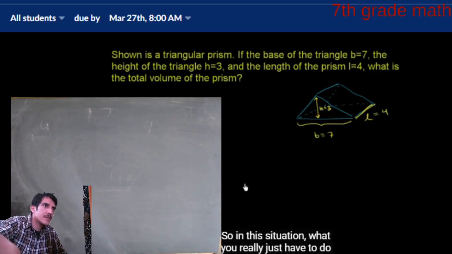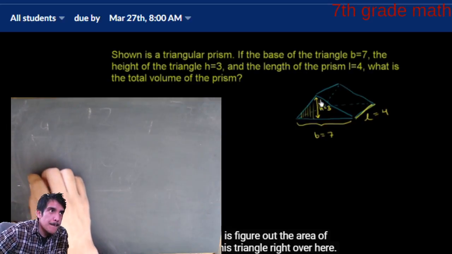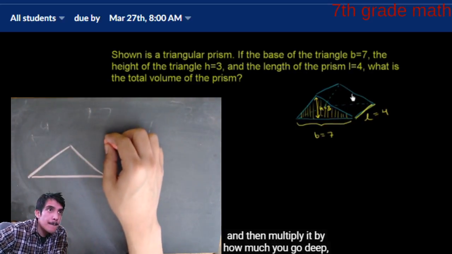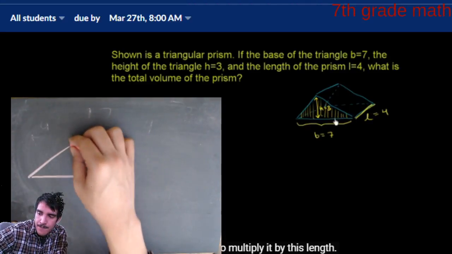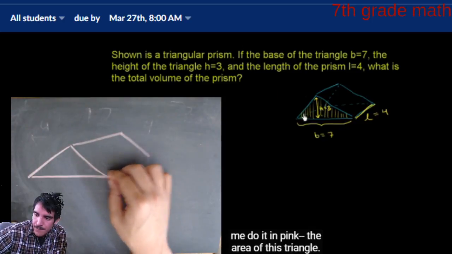So in this situation, what you really just have to do is figure out the area of this triangle right over here. We could figure out the area of this triangle and then multiply it by how much you go deep. So multiply it by this length. So the volume is going to be the area of this triangle. Let me do it in pink. The area of this triangle.